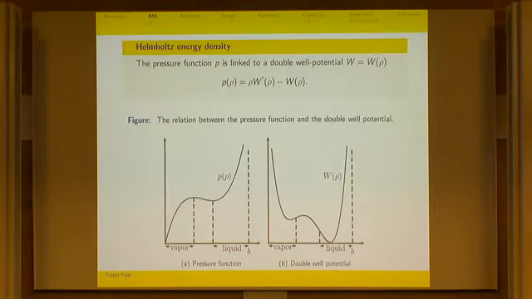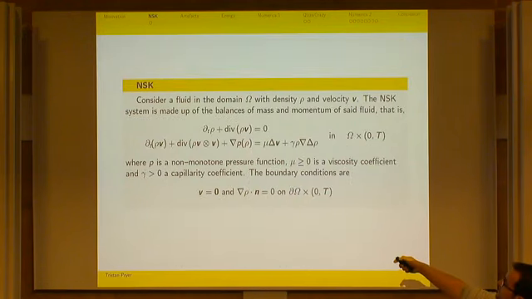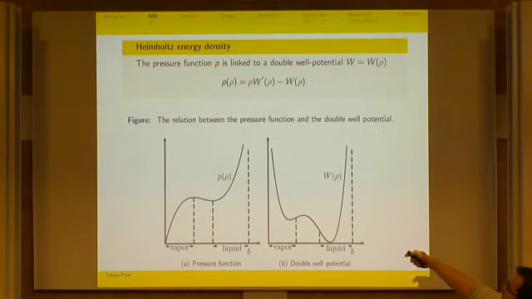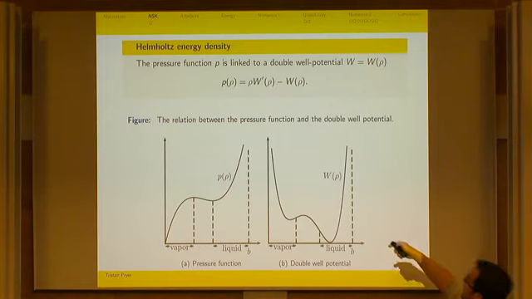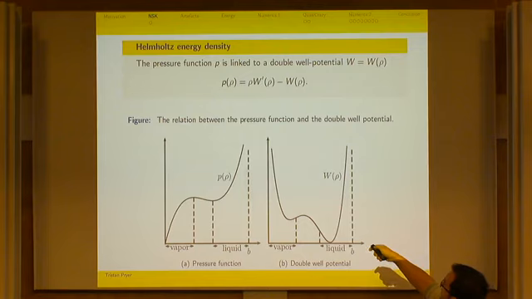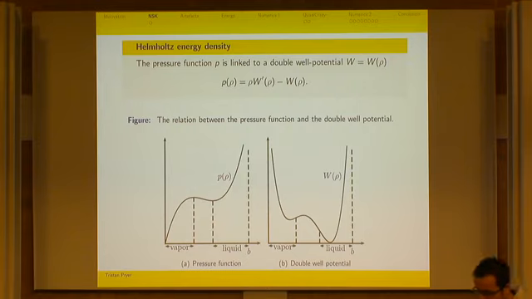Sorry, I missed the pressure function. P here is a pressure function, which is linked to this double well potential, W. So I'm going to say W is a double well potential, and P is my pressure function. It might look something like this. It depends on the physical system that you're looking at, but there's this Helmholtz type relation between the two.